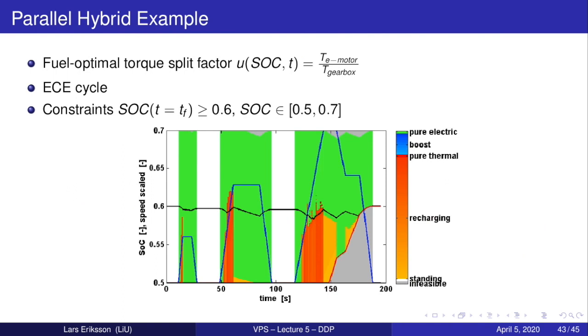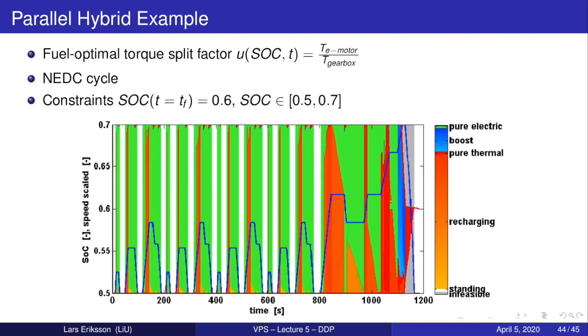Finally, some examples. We have the parallel hybrid example here. The graphs come from ETA, co-workers of those who developed the book. And this is the city cycle, as you can see. These agree well with what you saw from the plots that have been shown earlier. And this is the control action for the full European cycle.